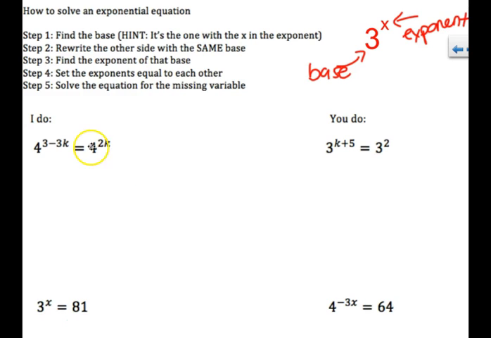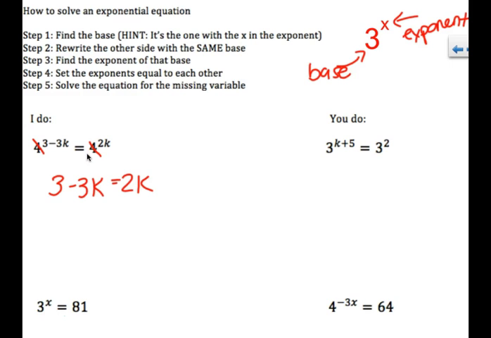So that means, hey, I can go ahead and solve. Now how you solve exponential equations is you set the exponents equal to each other. So how I kind of think about it, 4 equals 4, right? So I already know that, so I can kind of cancel out those 4's. So now what I do is set the exponents equal. So I would say 3 minus 3k equals 2k, and then you just solve it like a normal equation.